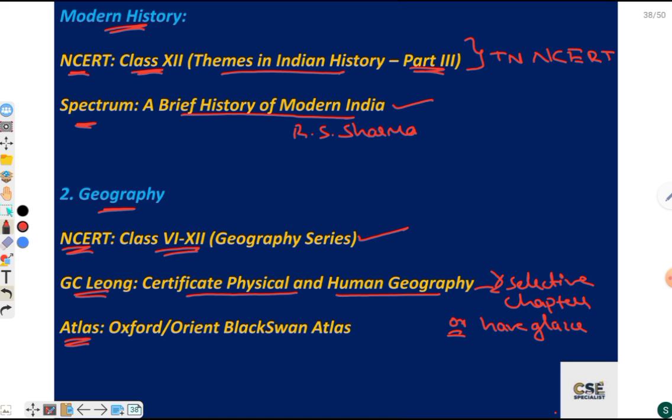Coming to the atlas, Oxford releases two atlases, the school atlas and the student atlas. Buy the student atlas because it is detailed in nature, or the Orient BlackSwan atlas. Buy any one from Oxford or Orient. If you are buying from Oxford, please refer to the student atlas.